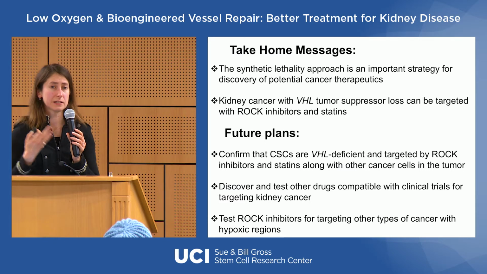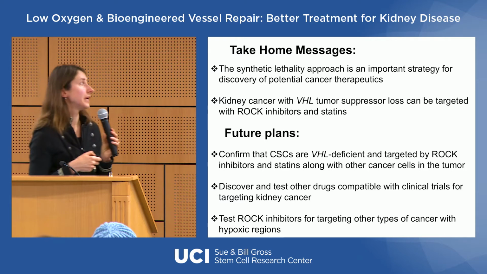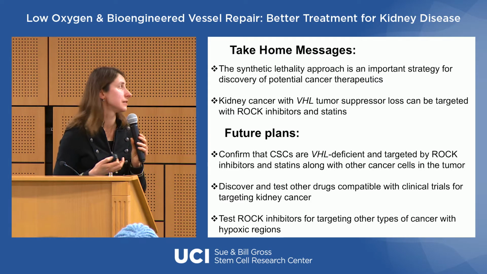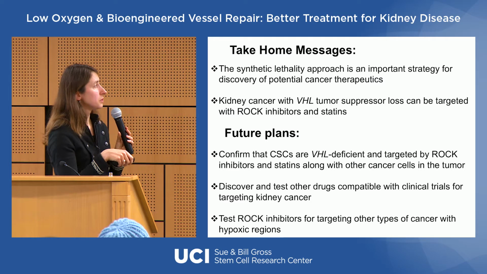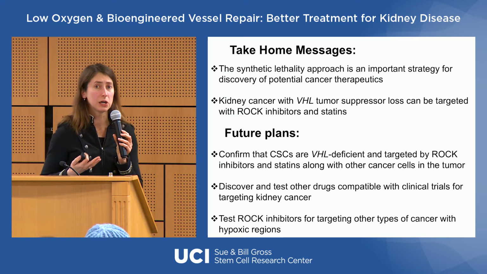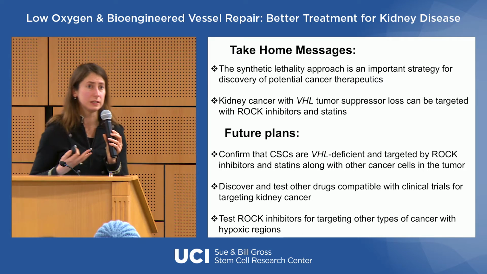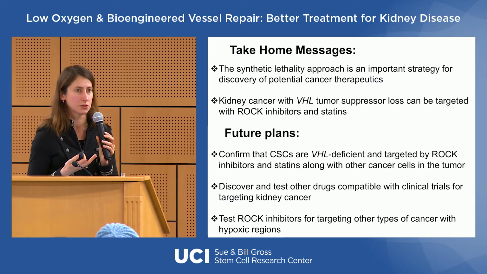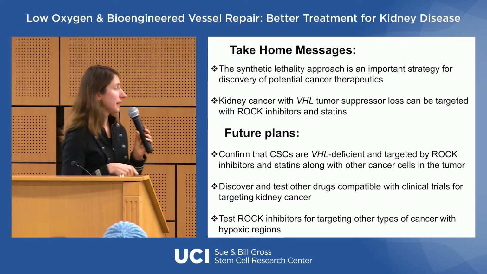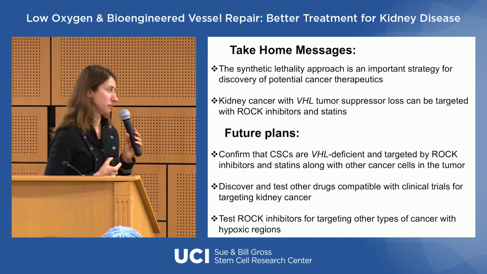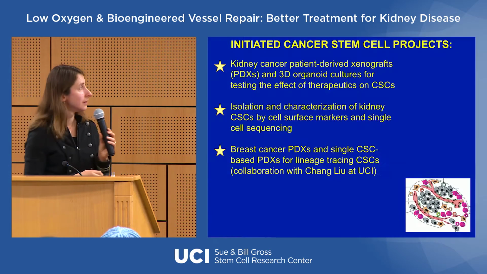So we think that the cancer stem cells also have VHL loss, but this is something we are now looking into to make sure that this is the case. Also, we want to discover and test other drugs compatible with clinical trials for targeting kidney cancer. We have a drug in mind, which is also a ROCK inhibitor, and it is now in phase 1 clinical trials for tumors other than kidney cancer. So we want to repurpose it. And then we also want to test the ROCK inhibitors for targeting other types of cancer with hypoxic regions.